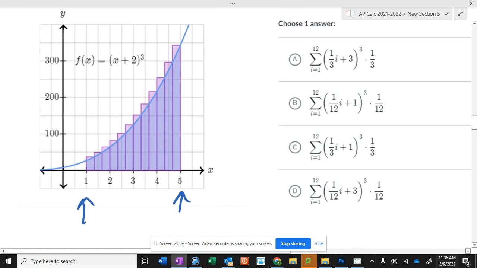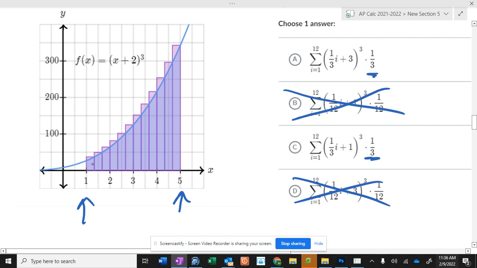All right. What's the width of each rectangle? 1/3 is the width. Okay. 1/3, not 1/12. 1/3 is the width. Eliminate. Yo, we're doing good here.